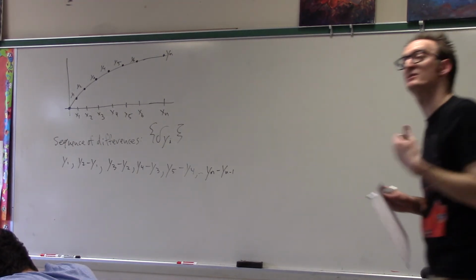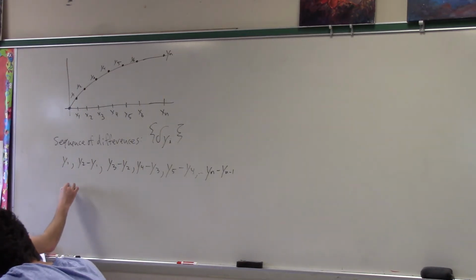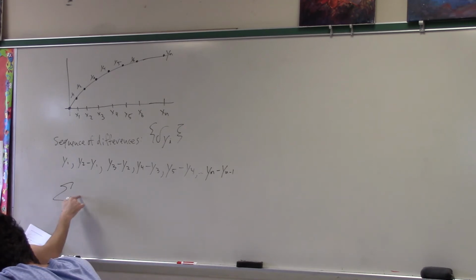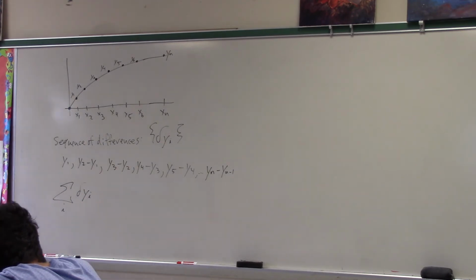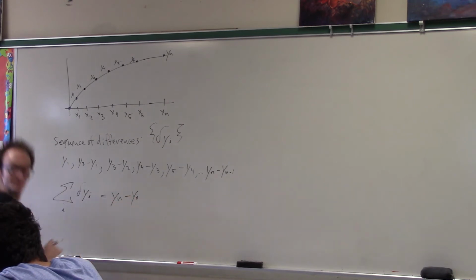What happens if I sum all these differences? So, take the sum over all the i's of the sequence composed of the differences in the y values. Then, of course, what do you get? yn minus y0, right? Because, as someone just said, it telescopes.